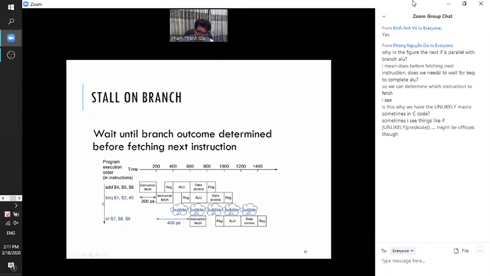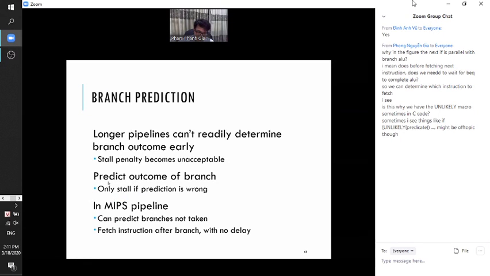So in that case, we must accept that if our prediction is correct, the pipeline is working perfectly. But if our prediction is wrong, we have a stall and we need to erase the instruction and relaunch the new instructions.